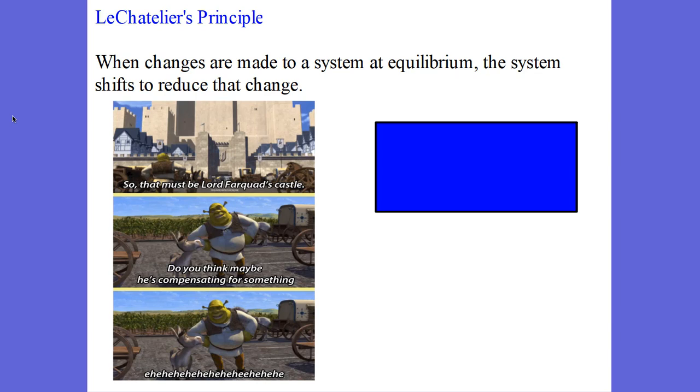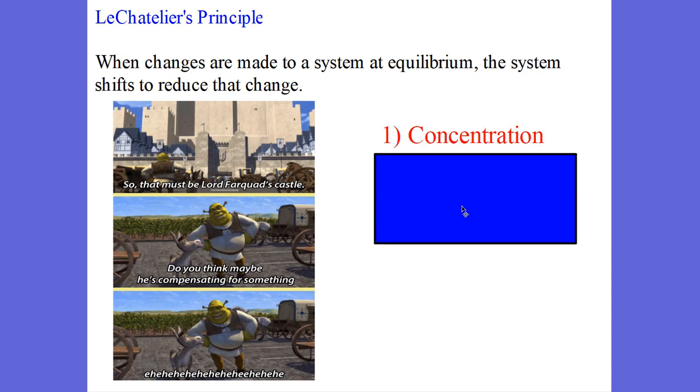Anyway, when changes are made to a system that is at equilibrium, the system will compensate, will shift to reduce that change. A model would be you standing, someone pushes you on your right side, you will shift back to the right side to compensate for that change, to reduce that change. And there are three things that happen to a reaction that cause it to shift to reduce that change.